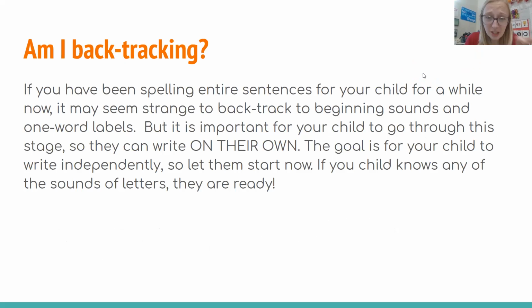But am I backtracking? If you've been spelling entire sentences for your child for a while now, it may seem strange to backtrack to just beginning sounds and one-word labels. But it's important for your child to go through the stage so they can write on their own. The goal is for your child to write independently. So if you let them start now, if your child knows any sounds of the letters, they are ready. And we've already learned 5, so they are ready.